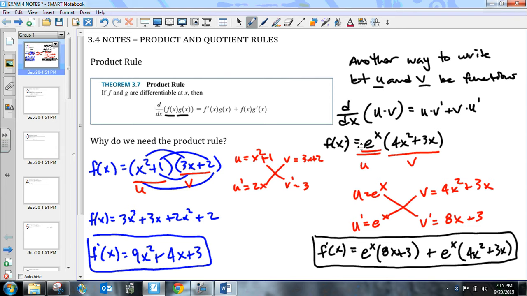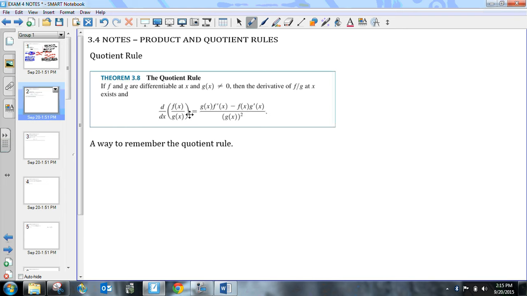Okay, let's move on to the quotient rule. Okay, and this is when you have the division of two functions. So if I have a function f divided by a function g, then if I take the derivative of that, I get the bottom function g times the derivative of my top function minus the top function times the derivative of the bottom, all divided by the bottom squared.